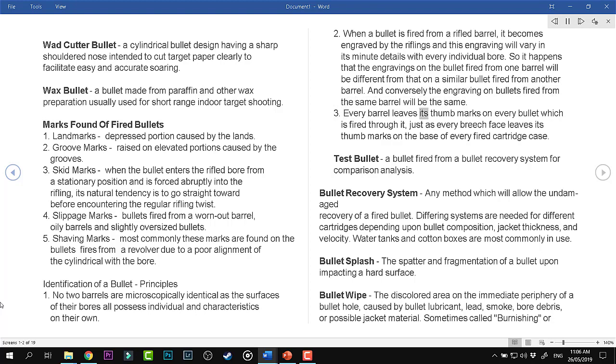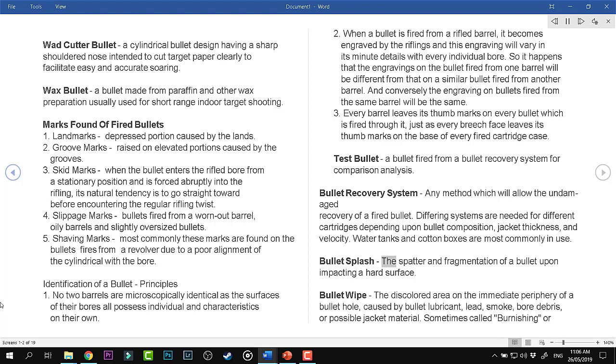3. Every barrel leaves its thumb marks on every bullet which is fired through it, just as every breech face leaves its thumb marks on the base of every fired cartridge case. Test bullet, a bullet fired from a bullet recovery system for comparison analysis. Bullet recovery system, any method which will allow the undamaged recovery of a fired bullet. Differing systems are needed for different cartridges depending upon bullet composition, jacket thickness, and velocity. Water tanks and cotton boxes are most commonly in use.